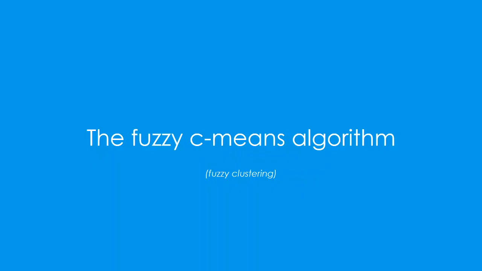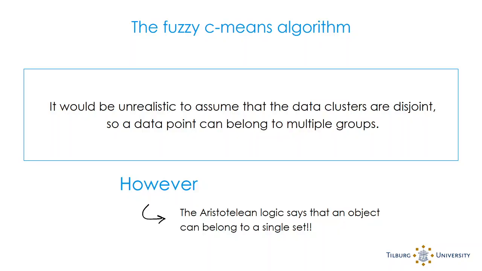Now I will introduce another clustering algorithm that belongs to the second group. It's the Fuzzy-Simmons algorithm. This is an example of fuzzy clustering. But first, why do we need the Fuzzy-Simmons algorithm?